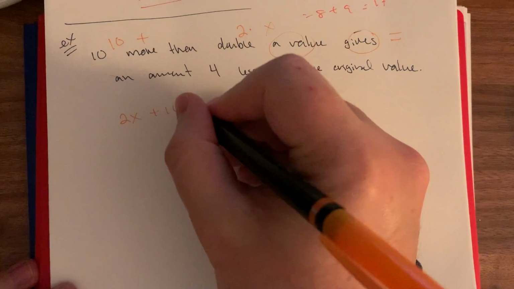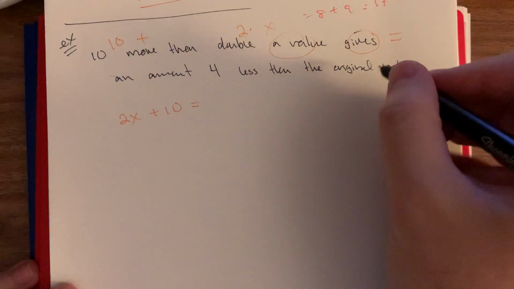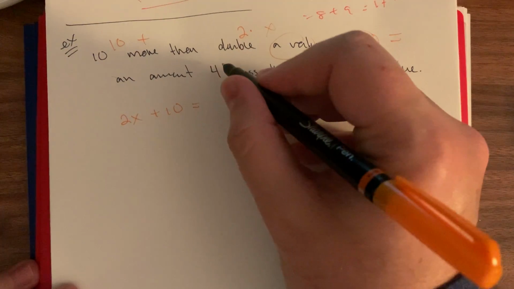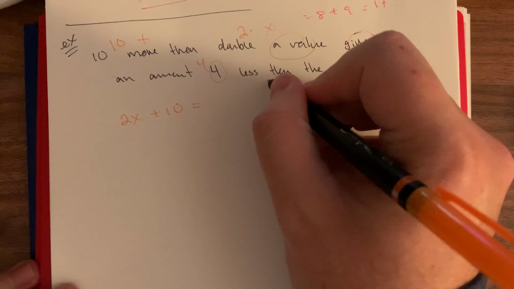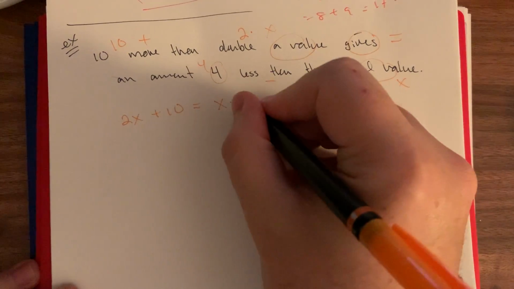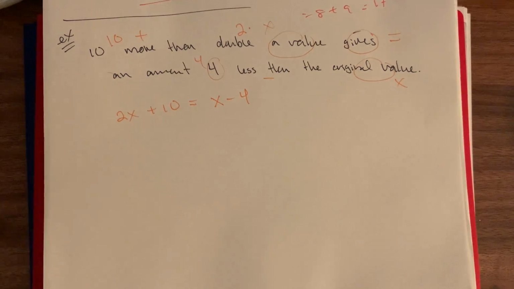So gives, right, means equal. So an amount 4 less than the original value. Again, the value there is just our variable x. And 4 less than, right? 4 is obviously 4. Less than is subtract. 4 less than means you're starting with the value and then subtracting 4 away from it, right? So that's going to be x minus 4. The ordering with the subtraction is always a little bit tricky. The math order won't necessarily match the order of the language.